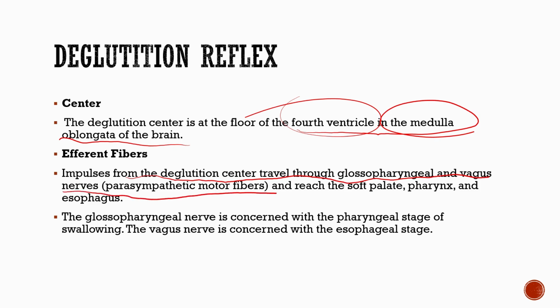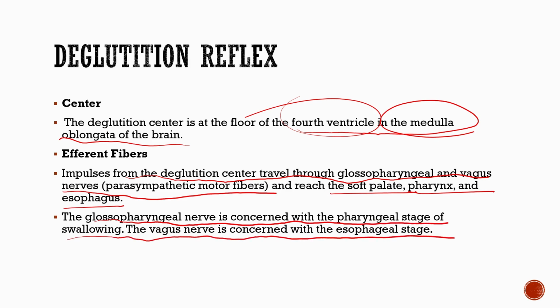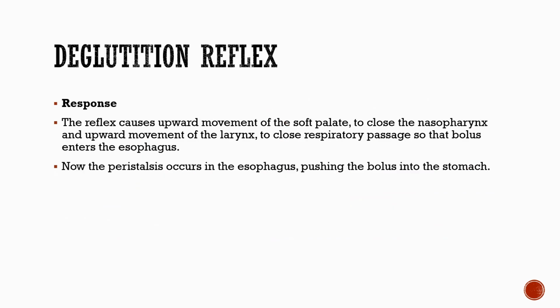The parasympathetic motor fibers reach the soft palate, pharynx, and esophagus. The glossopharyngeal nerve is concerned with the pharyngeal stage of swallowing. The vagus nerve is concerned with the esophageal stage. Okay, so one moderates the pharyngeal and the other moderates the esophageal stage.